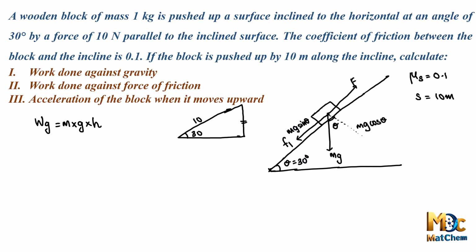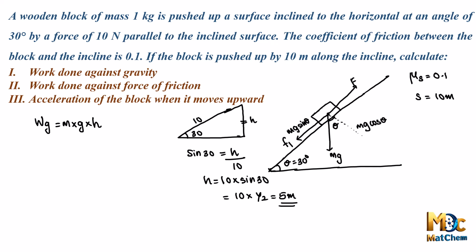But by taking a right angle triangle and applying the principles of trigonometry, sine 30 is equal to the opposite side upon the hypotenuse. If the height is h, then sine 30 equals h upon 10, that is h is equal to 10 into sine 30. We know that the value of sine 30 is 1 by 2. Therefore, 10 into 1 by 2 is equal to 5 meter. So the height is going to be 5 meter.